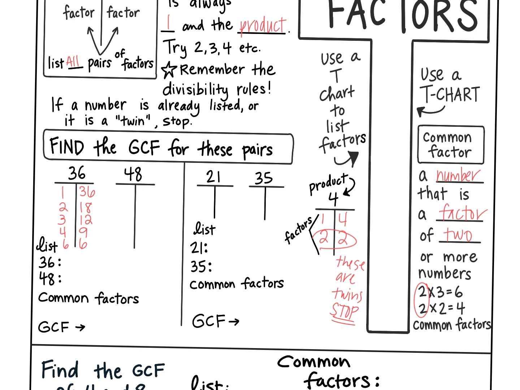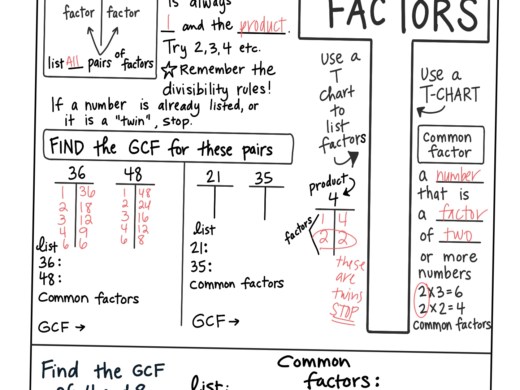Okay, now I'm going to do the same thing for 48. 1 and 48, 2 and 24, 3 and 16, 4 and 12, 6 and 8. The next digit up would be 7, but I know 7 does not divide evenly into 48, and the next number after that would be 8. So this is where we have the repeat, and that's why we stop.